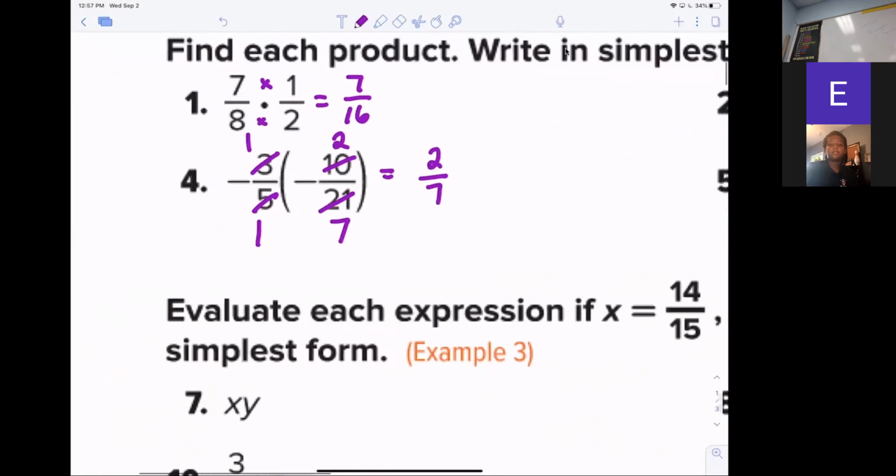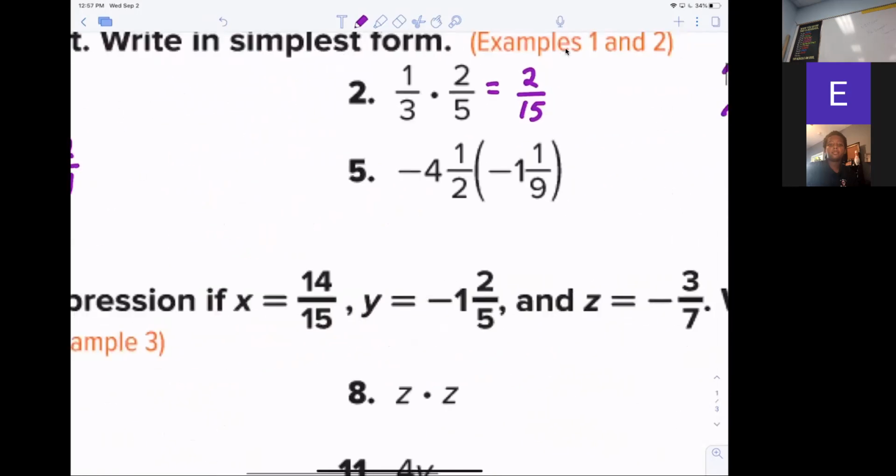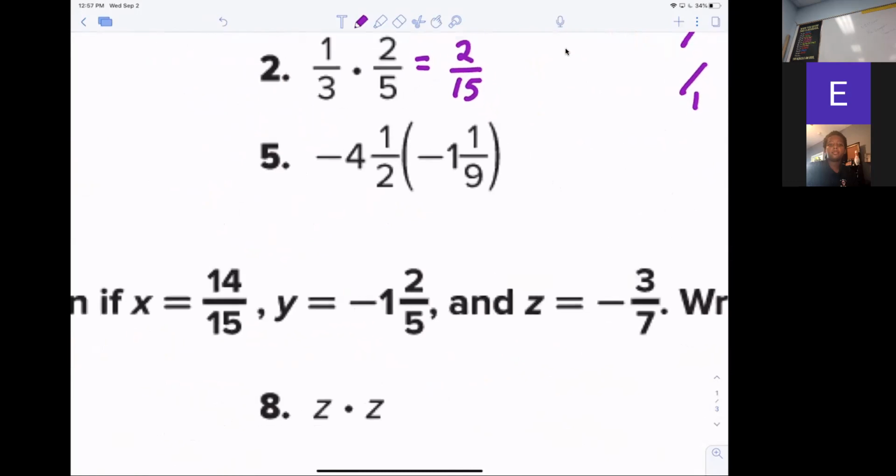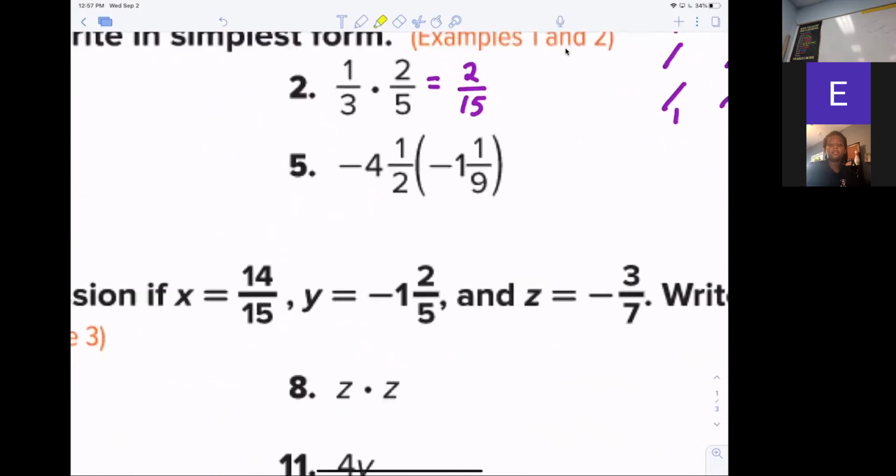So, yes, ma'am. Go. I'm just wondering if I could do the next one. Yep, you can. Okay. Oh, you got the tricky one, because everybody has to remember when we have a mixed number, you've got to change it to an improper fraction, correct?